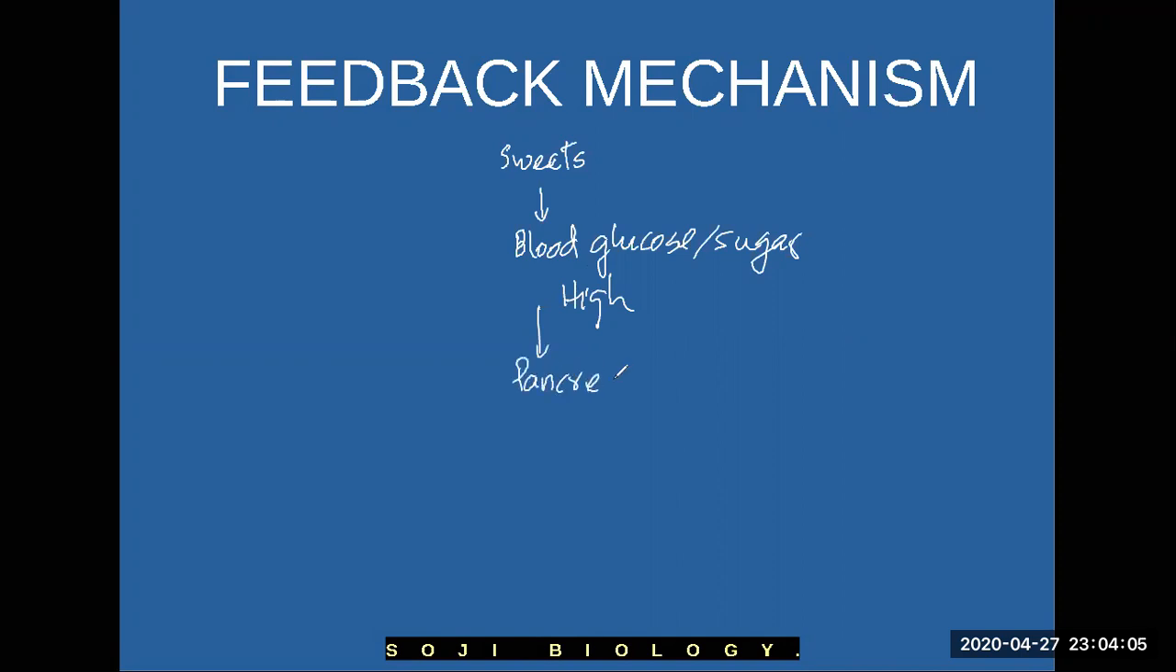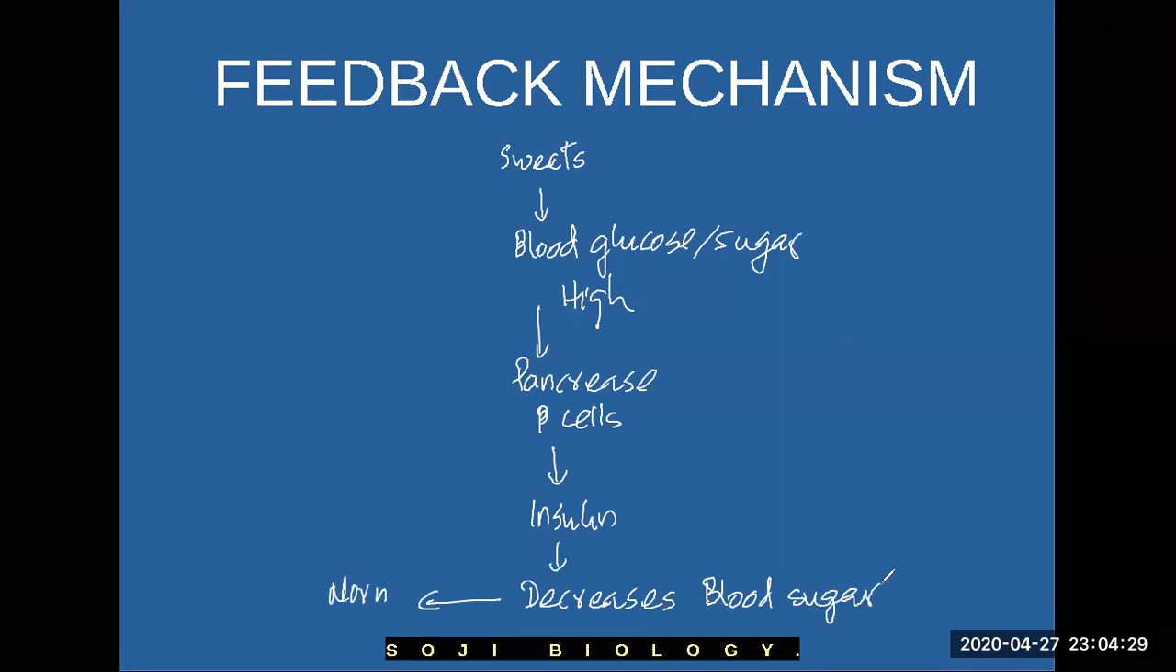This activates the pancreas. As I told you, it activates the beta cells of the pancreas. And what do the beta cells do? They produce insulin. What does insulin do? It decreases the blood sugar. It brings the blood sugar back to normal, right? Blood sugar is back to normal. When it is back to normal, what happens to the secretion of insulin? When it becomes normal, it will stop. Normal sugar stops the production of insulin.